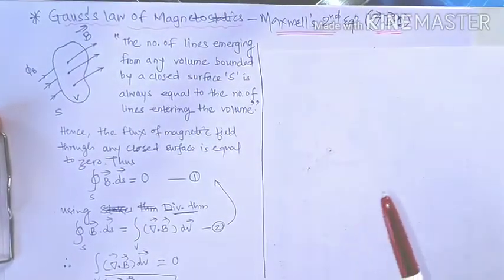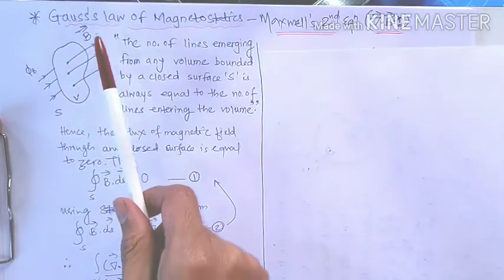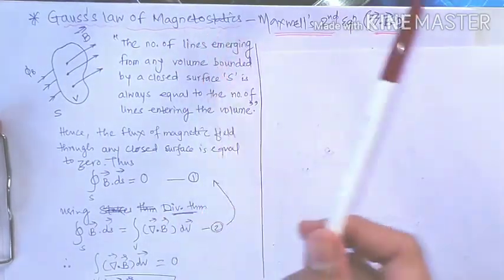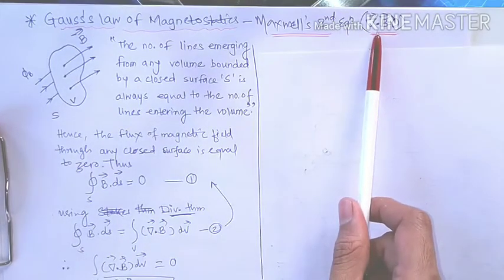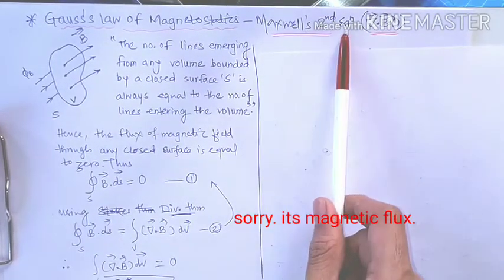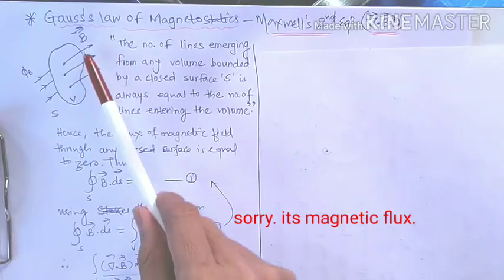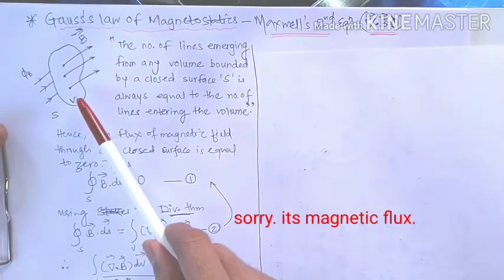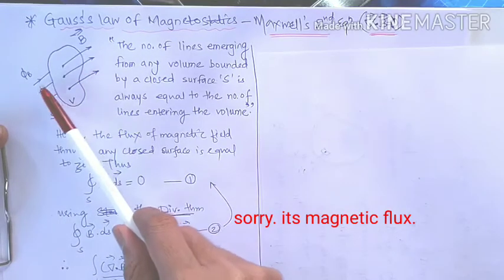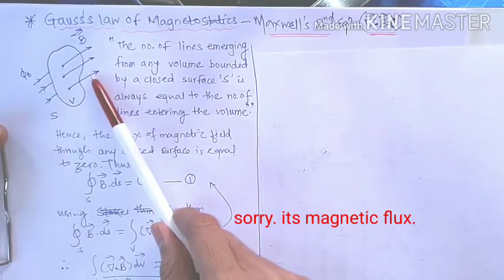Now in this video we are going to derive the Gauss's law of magnetostatics. Like the first equation, we have to derive the second equation, that is del dot B equal to 0, known as Maxwell's second equation. Now students, take this as a surface.